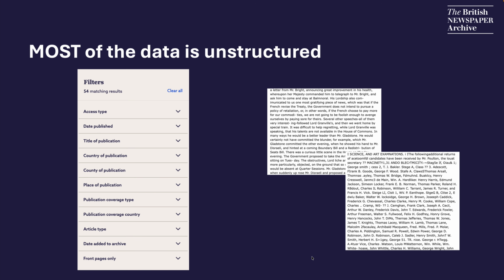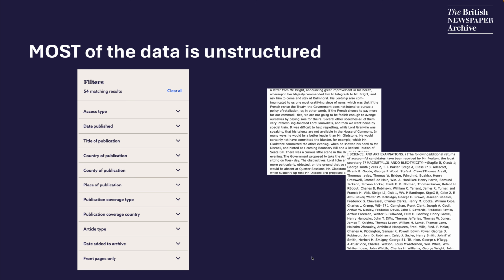Most of the data in the archive is unstructured block text, like you see on the right. We have over 1 billion articles. I think the average article length is somewhere over 1,000 words, so there is a great deal of unstructured text to search. There is some structured data about the issue, as you can see on the left.